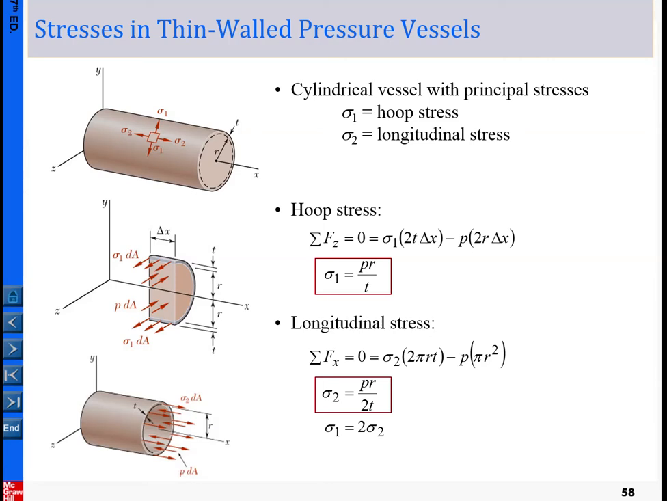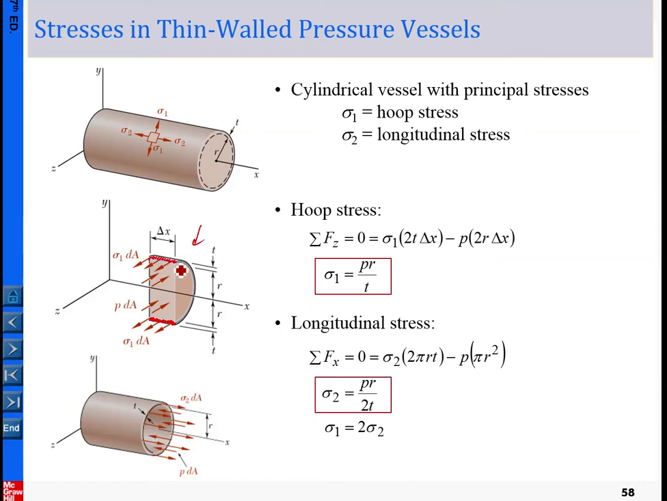Now let's first take a look at how to find the approximate expression for the hoop stress sigma 1. To do that, we simply pick a free body diagram, which hopefully can expose the distribution of sigma 1. In this case, we pick this shape. This cross-sectional area has two strips exposed, and sigma 1 acts on them. That is our selection.